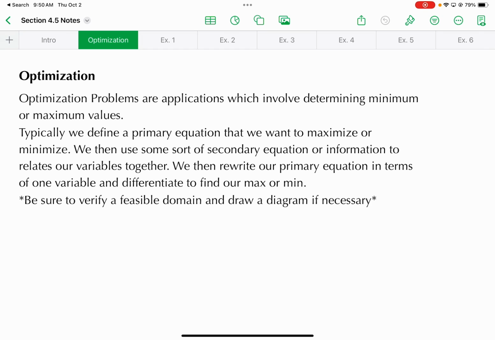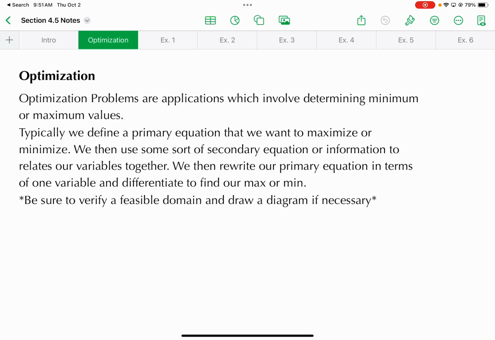What we like to do is boil it down to one variable, so I can very simply just take the derivative and then evaluate after that, okay? So some sort of secondary equation or information will be given that will relate our variables together. And then we solve for that variable. We rewrite our primary equation in terms of that one variable. And then we differentiate in order to find our min or our max.